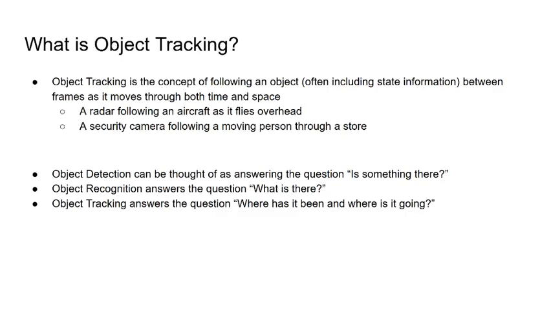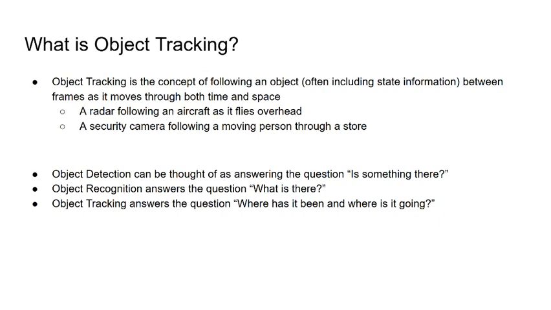Object tracking. This is what most of this actually came a little bit from. Object tracking is the concept of following an object, including its state information, between frames as it moves through time and space. So the radar aircraft supplies overhead, and security a moving person through the store. Like I said at the beginning, these approaches can apply to any detected object. So if you have a radar detection, you can use this simple foundational algorithm to start to track it and follow it.